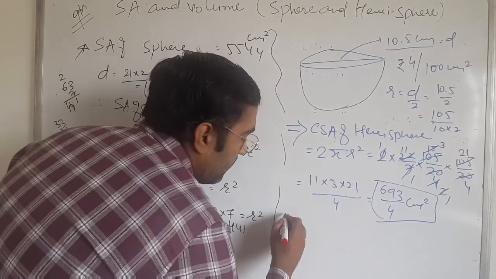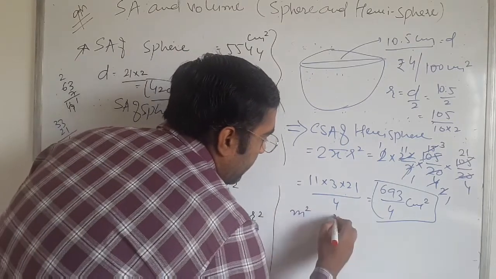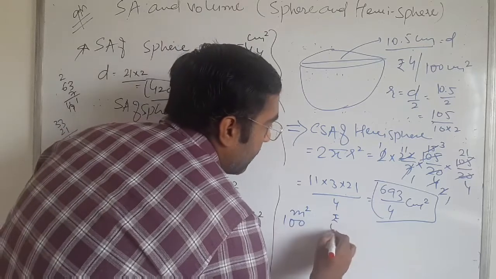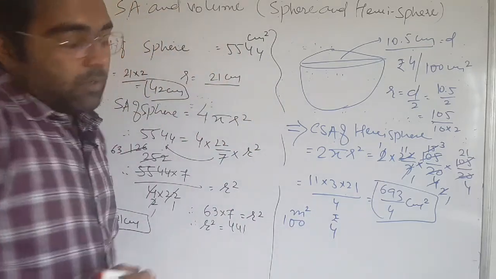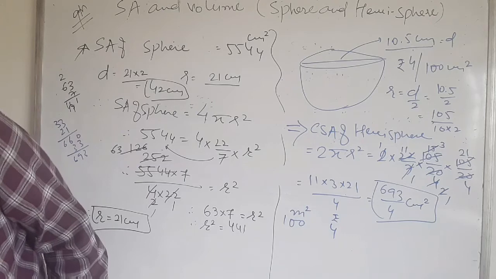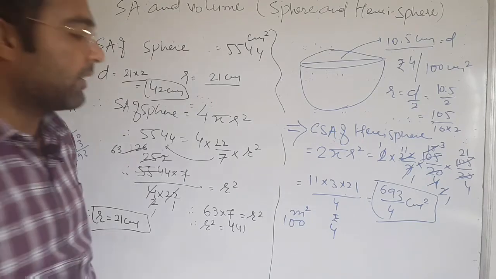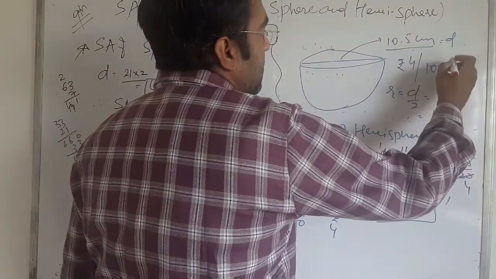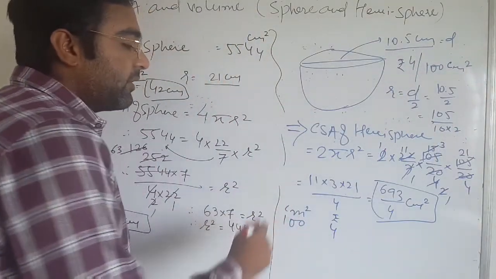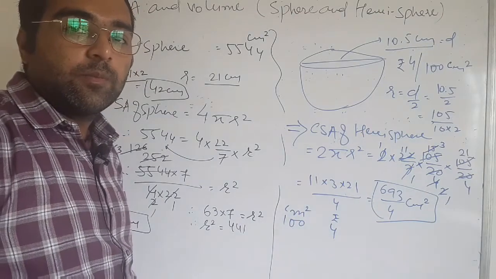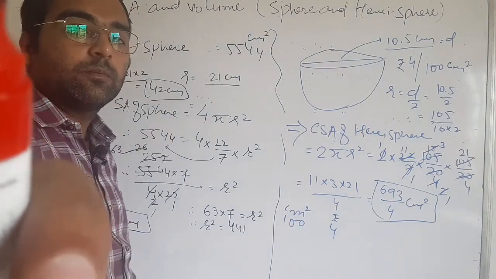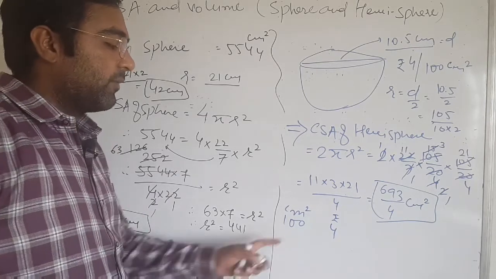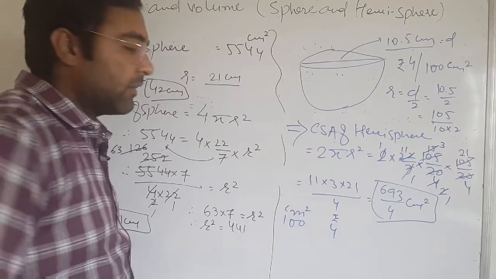Now, for 100 meter square, that is 4 rupees. Is it meter square or centimeter square? Yes, centimeter square, my mistake. So for 100 centimeter square there are 4 rupees.